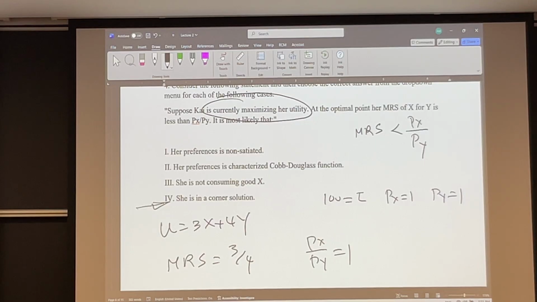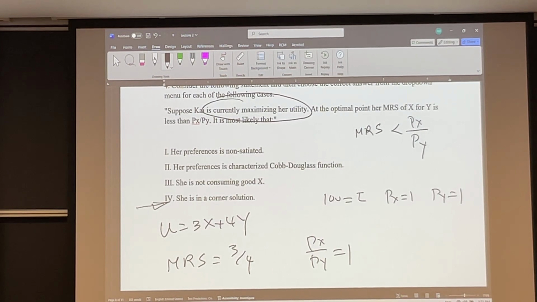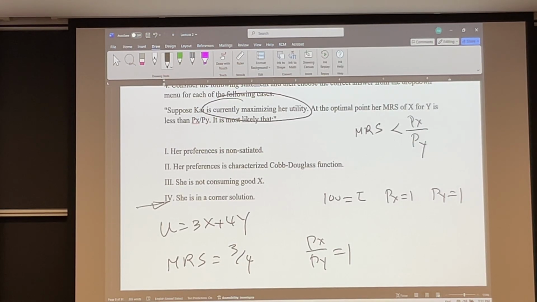What would James do? That's the James we had before. That's the utility for him. The MRS is 3 over 4. The relative price is 1. The MRS is less than the relative price. What does it mean? He does not like X as much as it costs him to acquire it relative to Y. What should he do? He should buy less X. What's less X beyond 0? Nothing. He goes all the way to 0. He arrives at the Y corner. That's the answer. He will buy no X.